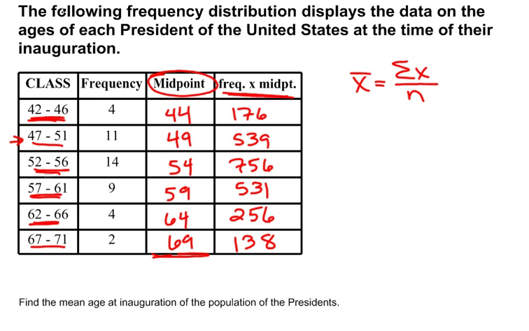So what we've done is multiply the frequency times the midpoint to figure out what all of the numbers in each of these classes are going to add up to be. For instance, for the 4 numbers in the class from 62 to 66, we attributed 64 to each one of them, and that would have a total of 256 for that class. Now what we need to do is get a total for all of them together.